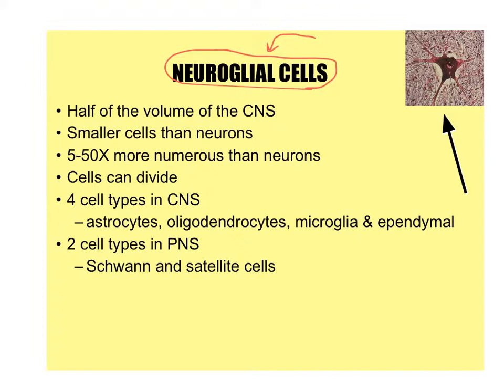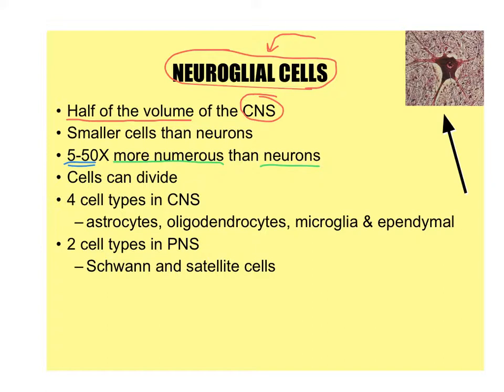Here are some things you're going to have to know. They make up a large portion of the CNS, or the central nervous system, about half the volume. They're smaller than neurons. Do know this: they are much, much more numerous than neurons. So there's a lot more little helpers, kind of like Santa. He has a lot of elves. One Santa, and it takes a lot of elves to support Santa. Same thing with the neuroglial cells. Do we have to know the exact number? No, because we don't even know it exactly. 5 to 50 times more numerous? Just know they're more numerous.